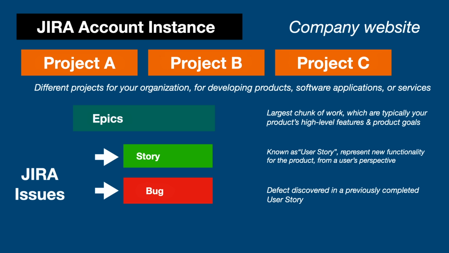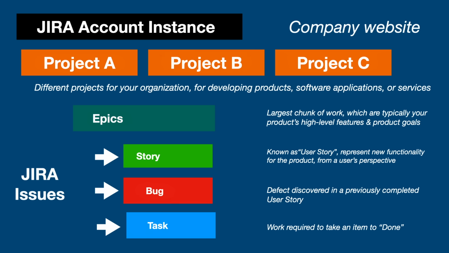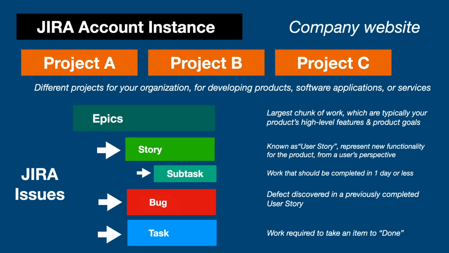The second is called a bug, or a defect that was discovered in a previously completed user story that was thought to be "done." And the next type we have is a task, or work that's required to get an item to be done. And at the lowest level of this hierarchy, you have a subtask. Subtasks are found underneath a story and ideally should be completed in 1 day or less so that the team thinks carefully about what work actually needs to be done.